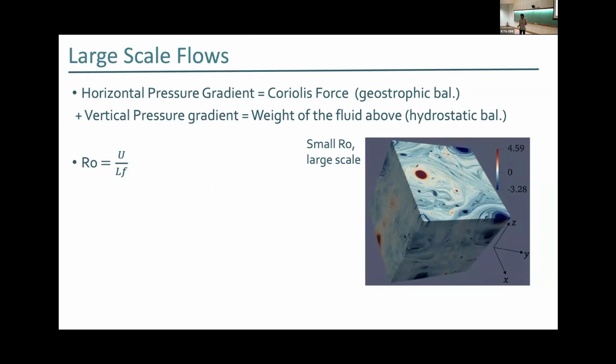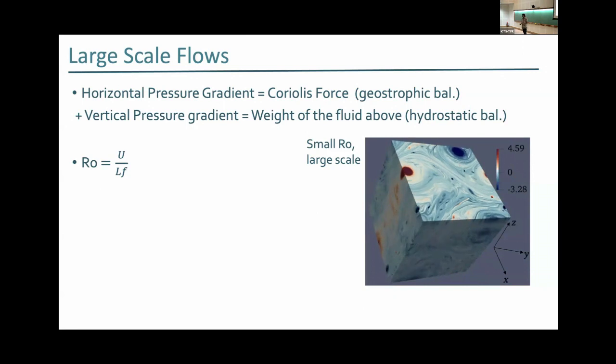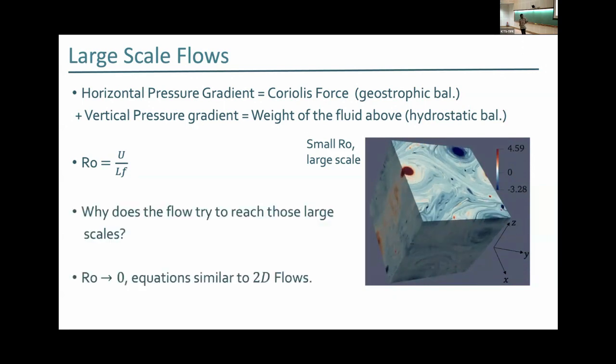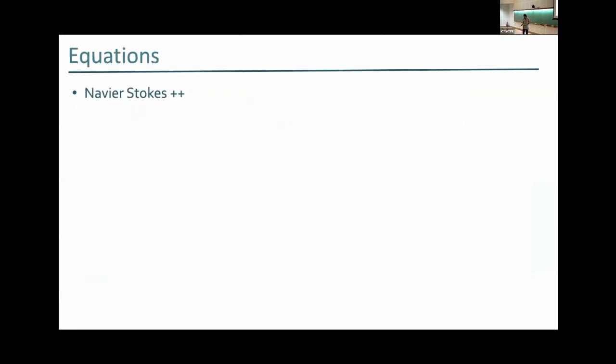Just because there is a balance, will the flow go towards it? It can be an unstable fixed point. And the answer to that is that if the Rossby number is very small, the equations, as we'll see later, correspond to 2D turbulence equations. And that's why we see similar structures. So this brings us nicely to the equations, which are basically Navier-Stokes, but with certain approximations and assumptions.